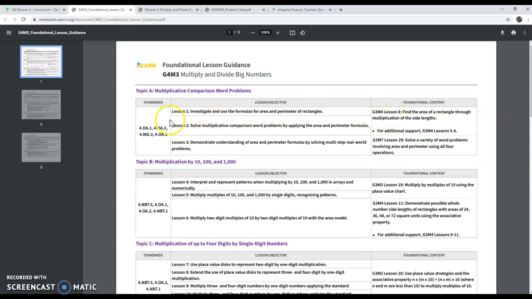So for example, when working on lesson 1, focusing on area and perimeter of rectangles, you can go back to grade 3, mission 4, lesson 8, and students will be able to have practice in this area to support the more advanced application of area and perimeter.